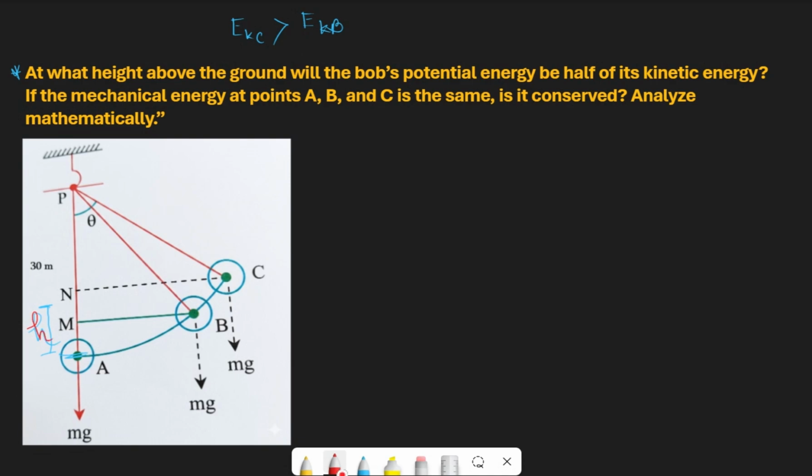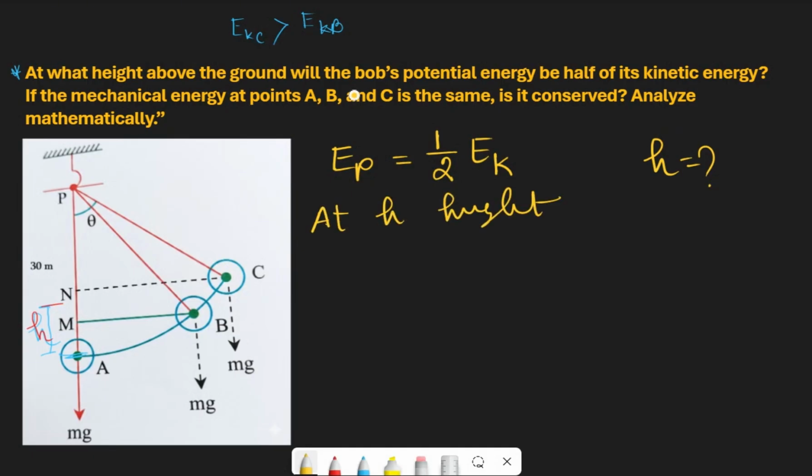So let's say this is h, and at this height, at some certain point, the potential energy EP is equal to half of EK. This is the condition for the very first question, and what we have to calculate is the value of h. And here, an important point: at h height, maybe this point, maybe this point, we don't know actually, the total energy is EP plus EK.